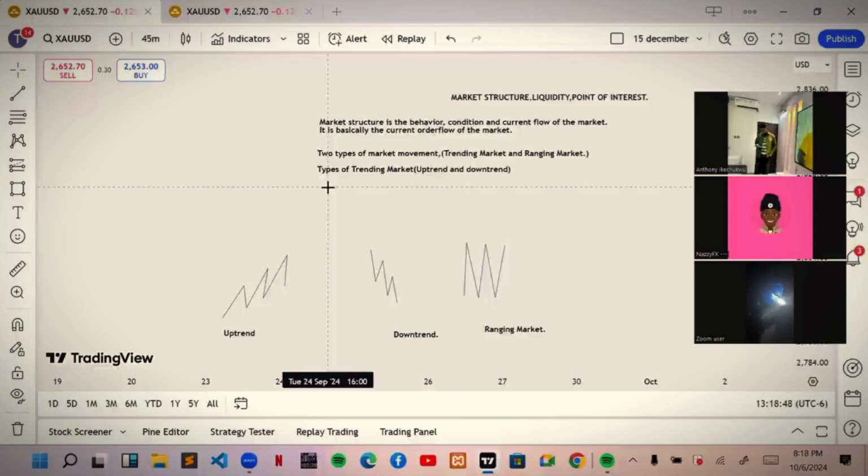So a market structure shift is an indication that the current trend is about to end and a new one is about to begin in the opposite direction. So that is what a market structure shift is. So type it out.